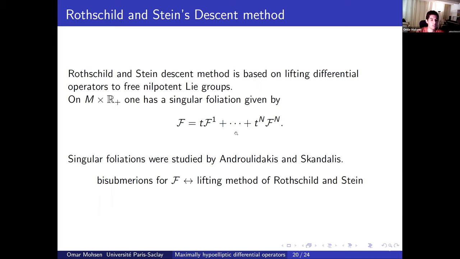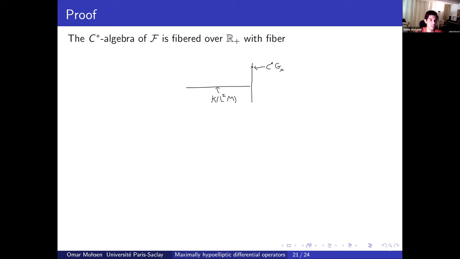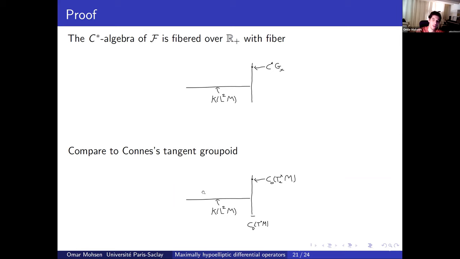But the point is that Androulidakis and Skandalis define the C star algebra of singular foliations. The C star algebra of that singular foliation is fibered over R plus. The fiber at non-zero time is the compact operators, and at time zero, it's the C star algebra of the group. And of course, you can compare this to the tangent groupoid, which also has this property. It's fibered over the compact operators, and at zero, it's the C star algebra of the group, which because of commutativity is C0 of T star M.